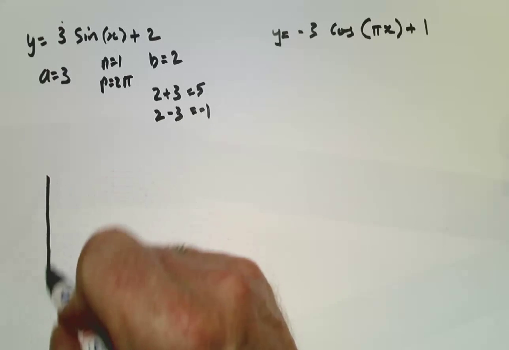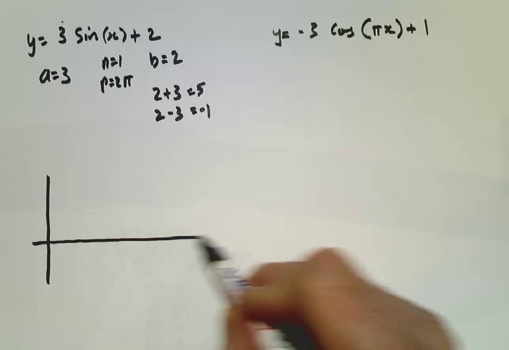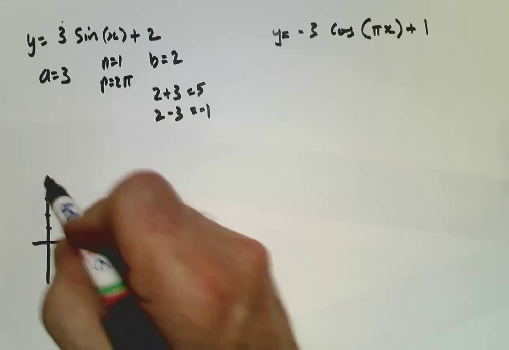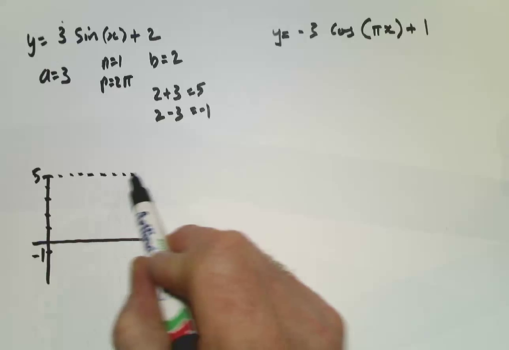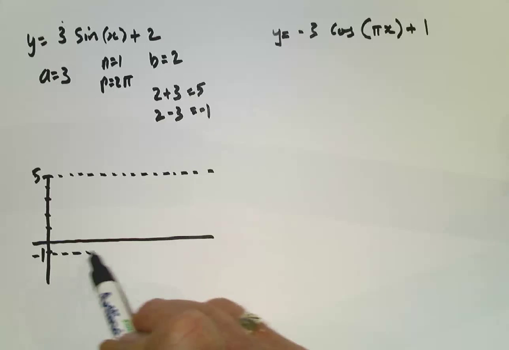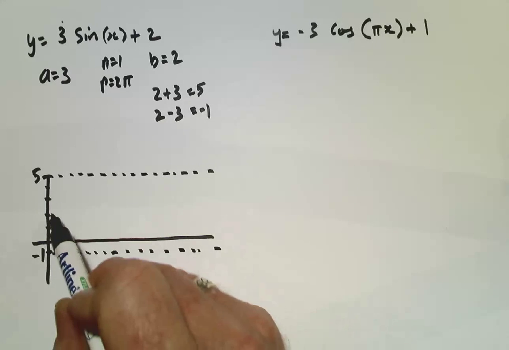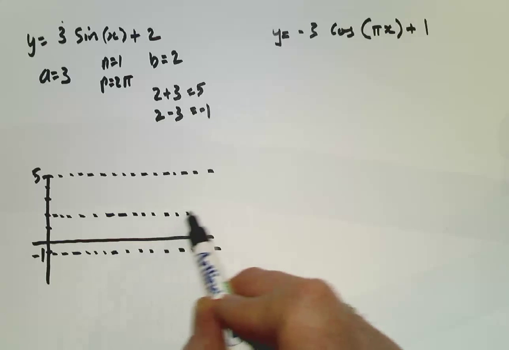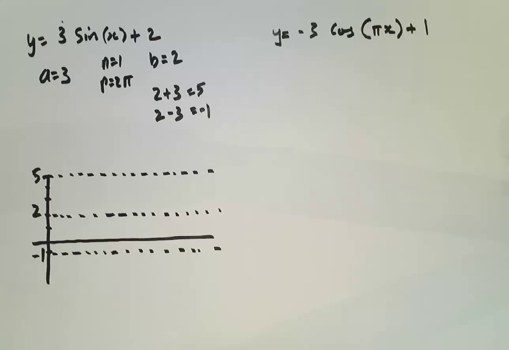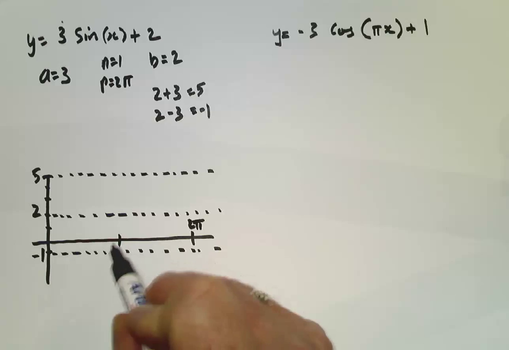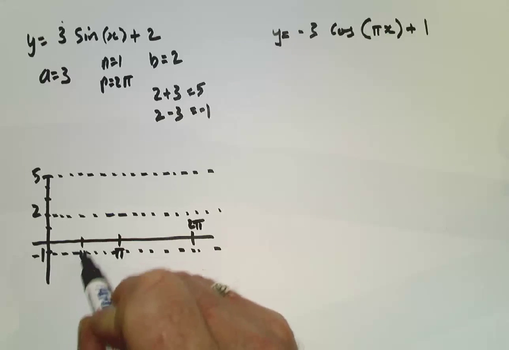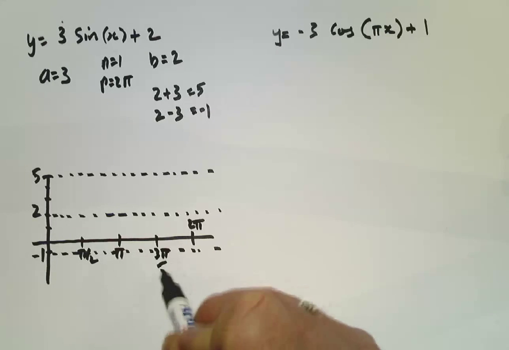Okay, so to draw my curve, 1, 2, 3, 4, 5, so that's where my maximum is going to be, and -1 will be where my minimum is. I'm going to have some guiding marks across at 5, and some guiding marks across at -1, and I'll put some guiding marks across at 2, which is the median. Okay, it's a sine curve and the period is 2 pi. So that's where 2 pi is. This is where pi will be. This is where pi on 2 is, and that's where 3 pi on 2 is.